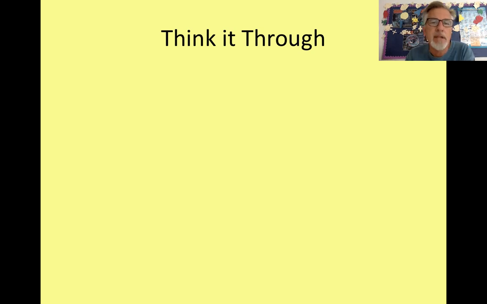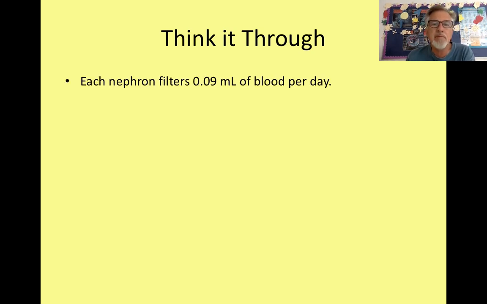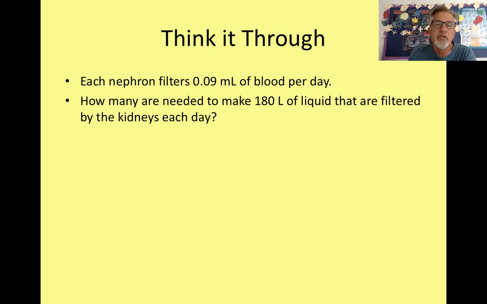Finally, here's a problem I leave you with. Each nephron filters about 0.09 milliliters of blood per day. So how many are needed to make the 180 liters of liquid that are filtered by the kidneys each day? Figure that out.